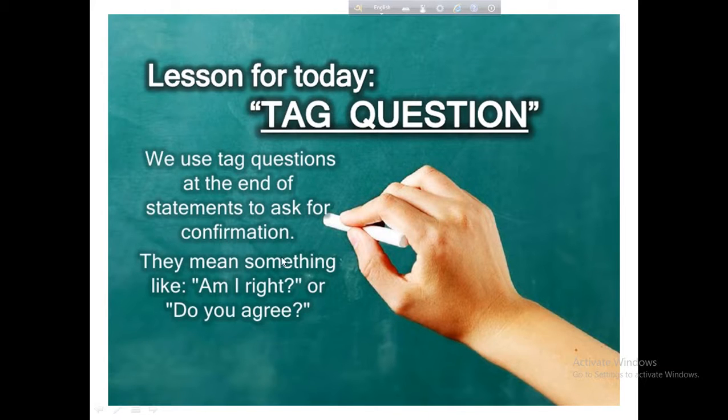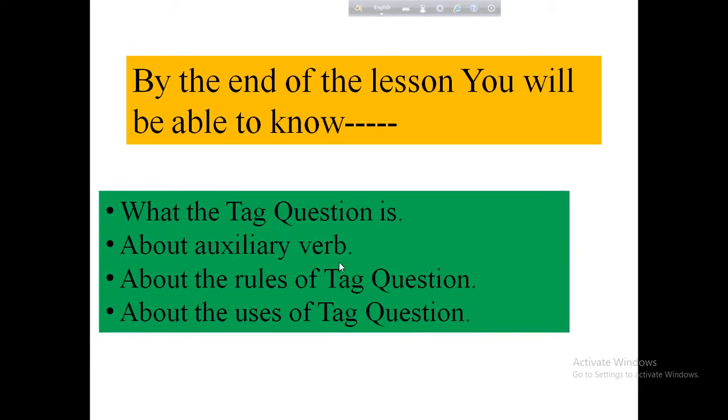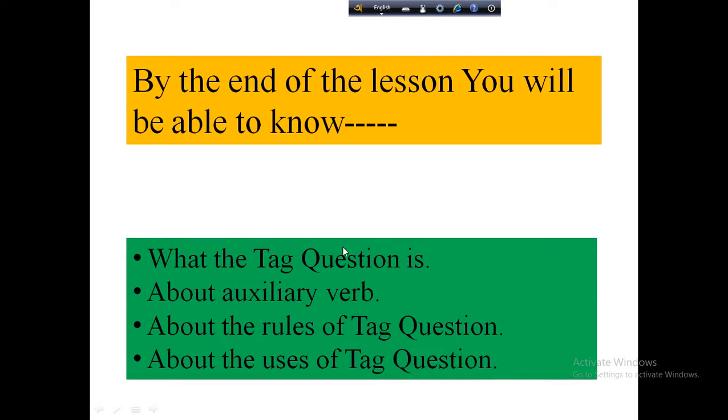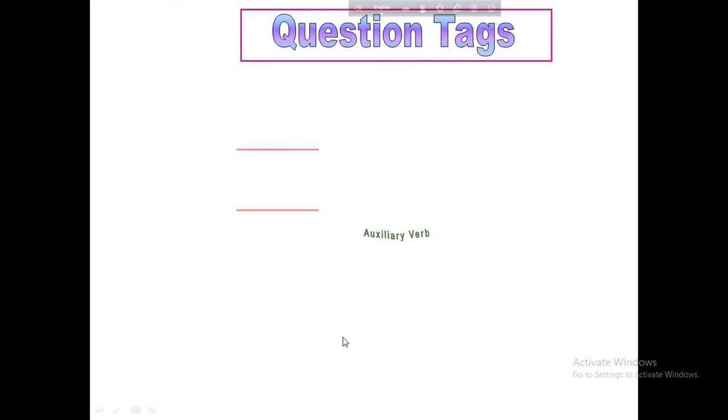So at first you have to know what tag questions are. We use tag questions at the end of a statement to ask for confirmation. That means to get confirmation we use a tag question. They mean something like, "Am I right?" or "Do you agree?" Today I am going to discuss tag questions with you. Let's listen to the class attentively. What will we learn from this class? We will learn what a tag question is, about auxiliary verbs, about the rules of tag questions, and about the usage of tag questions.